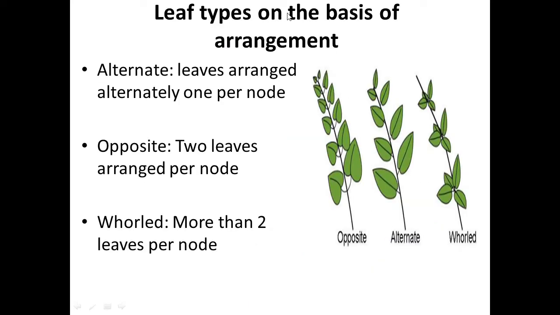Now we will discuss the leaf types on the basis of arrangement. On the basis of arrangement, leaves can be classified into alternate leaves, opposite leaves, and whorled leaves. So what are alternate leaves? If leaves are arranged alternately, one per node, you can see here one leaf is present at only one node. Whereas in opposite leaves, two leaves are arranged oppositely at one node. Whereas in whorled leaves, more than two leaves are present on one node.